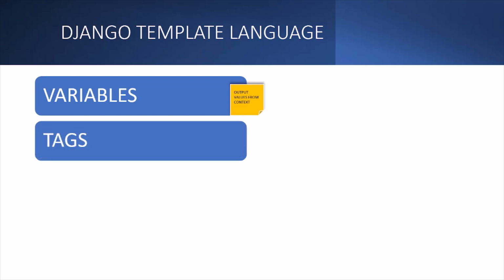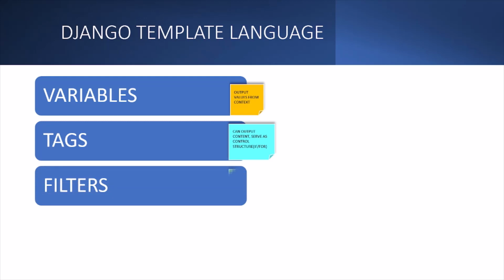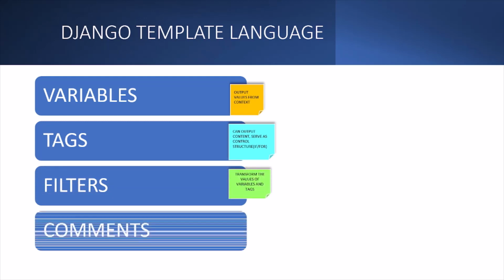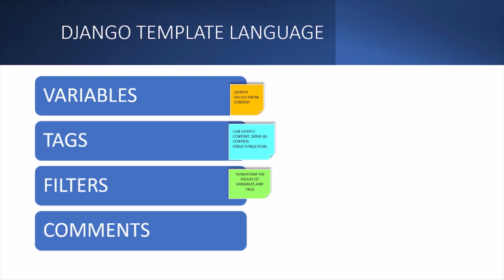We have tags which will output content but can also be used as control structures. We have filters that can transform the values of our variables and tags, and we have comments which will be ignored and therefore not rendered.